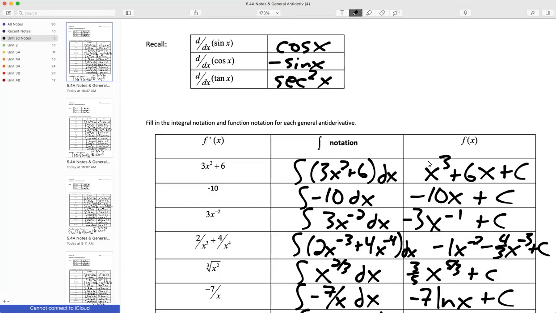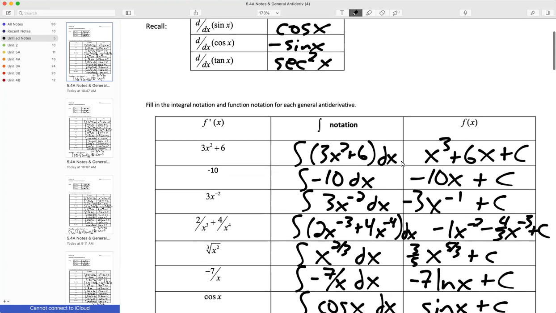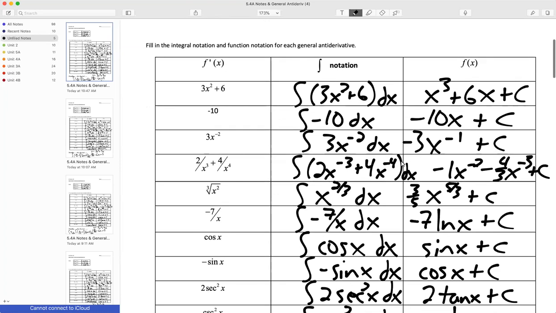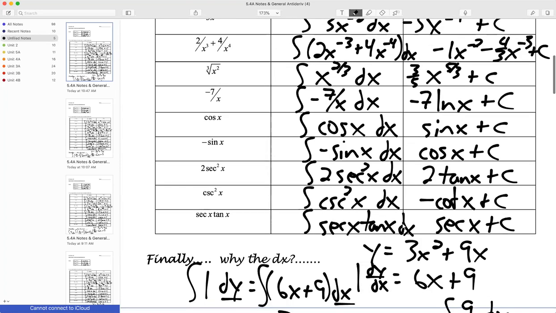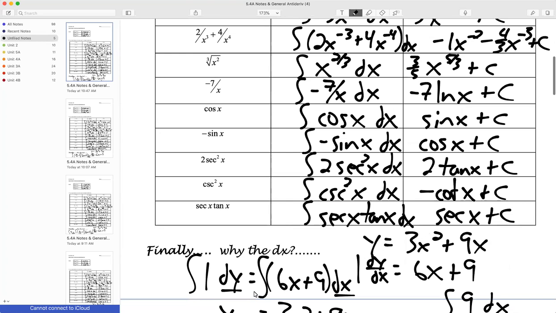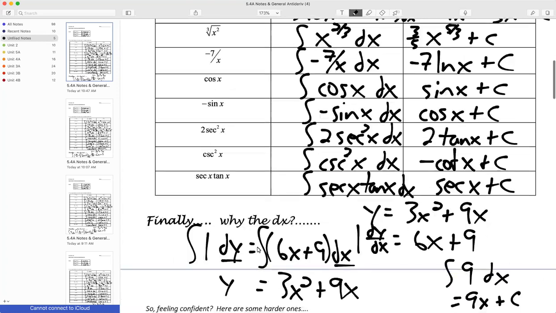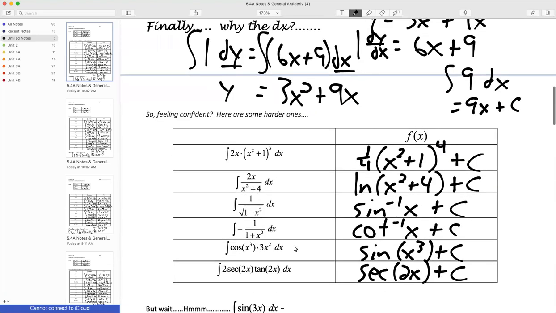Okay, so you really need to know the derivatives of your trig functions. You need to be able to recognize the derivatives of the inverse trig functions as well. Again, the dx or the dy is a marker. They're telling us what we are anti-differentiating with respect to. And as we do more and more of these, I think they will get a little bit easier.